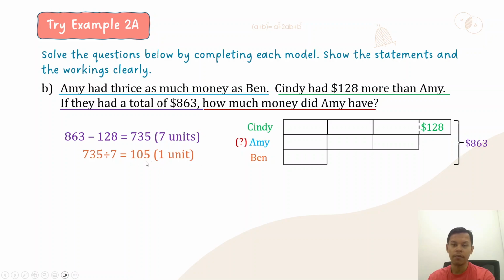Is 105 the answer for Amy? Nope. It's actually 105 is for Ben because Ben only have one box here, 1 unit. But Amy, we need to multiply it by 3 in order for us to get $315. That's the answer for Amy. Alright, so make sure you read the question carefully before answering it.